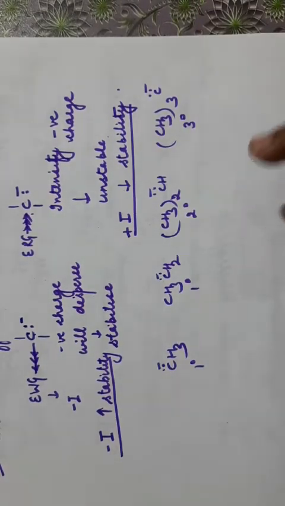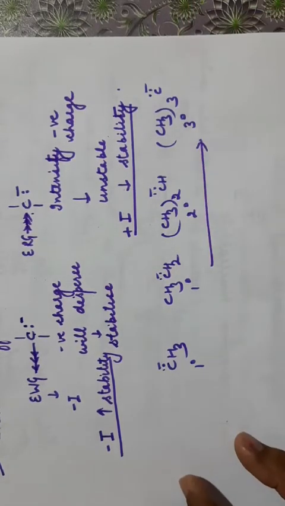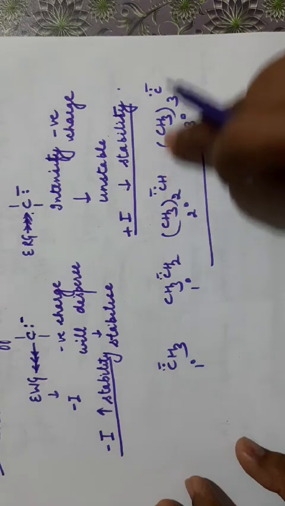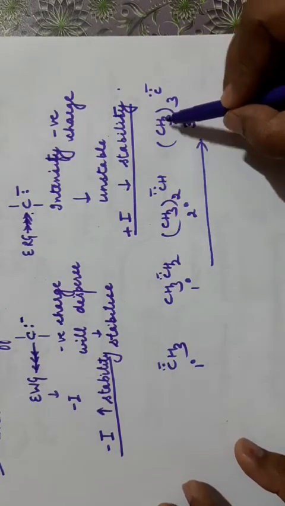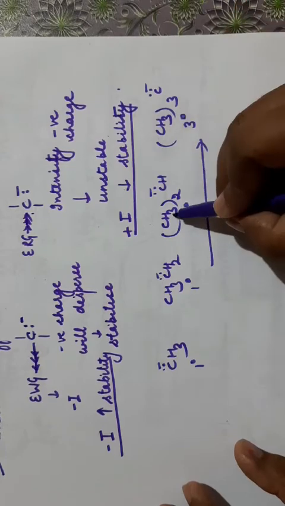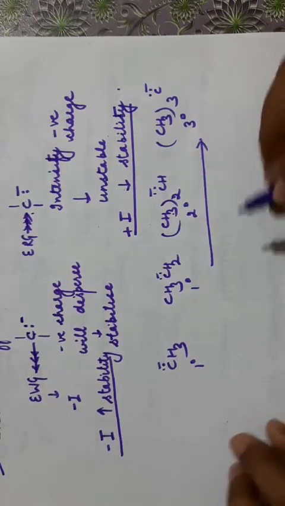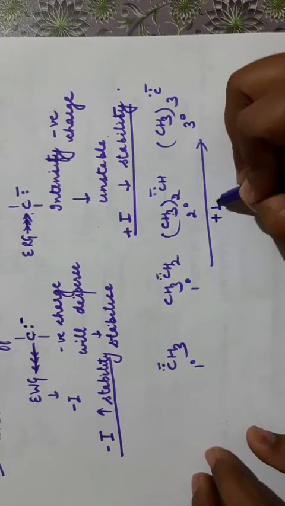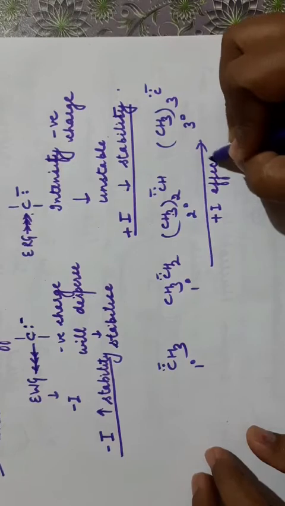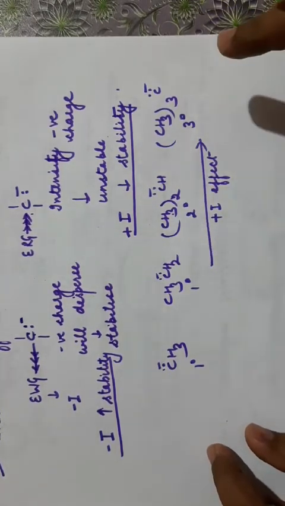Clear? Now as the number of alkyl groups increases in this order, here there are 3 alkyl groups. It is tertiary, it is secondary, it is primary. These are primary but there is no carbon attached to it. So the number of alkyl groups is increasing in this order, so plus I effect increases in this order. Since plus I effect increases in this order, the stability will decrease.